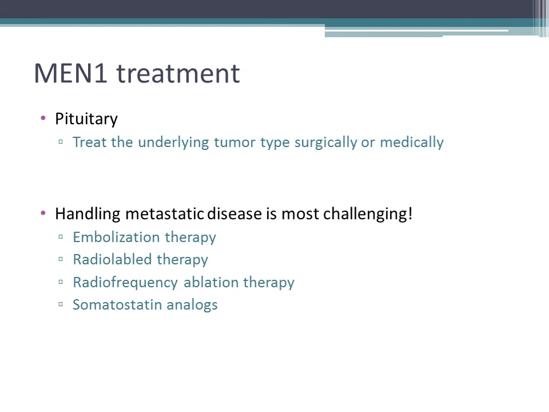Now, the problem is handling metastatic multiple endocrine neoplasia patients. We can utilize embolization therapy, radiolabeled therapy, radiofrequency ablation therapy to metastatic sites, or somatostatin analogs, which are also useful in controlling functionality of these tumors. Meaning, if somebody has VIPoma with secretory diarrhea and that sort of thing, they might respond to somatostatin analogs like octreotide therapy to decrease the secretion of that non-resectable tumor.